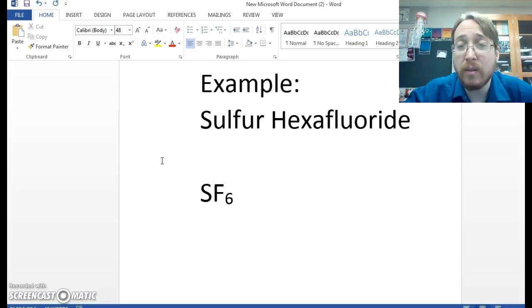That's it for covalent naming. Remember those 3 rules. Remember your prefixes. You're good to go. I hope this helps.